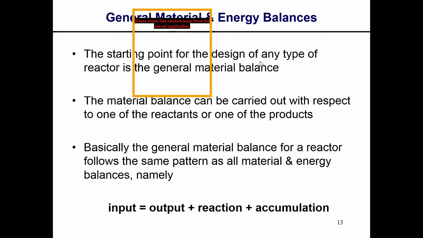Basically, the general material balance for a reactor follows the same pattern as all material and energy balances. So this is the general material balance, which is input equals output plus reaction plus accumulation. So the input is normally the FA naught. The output is FA.